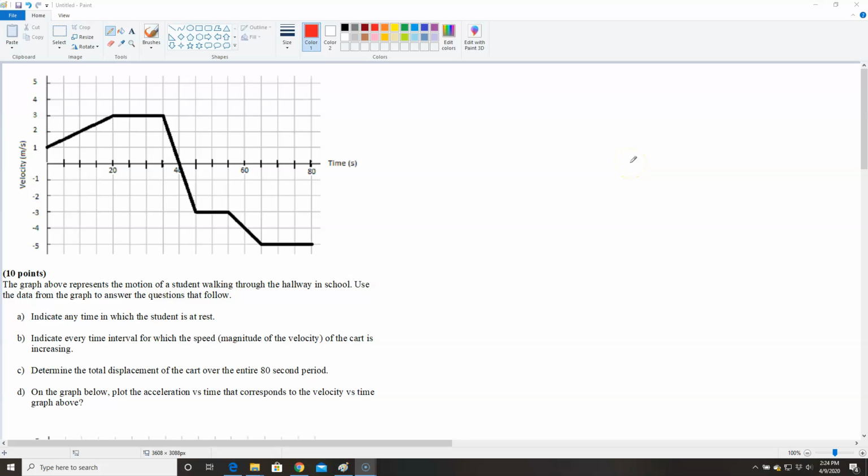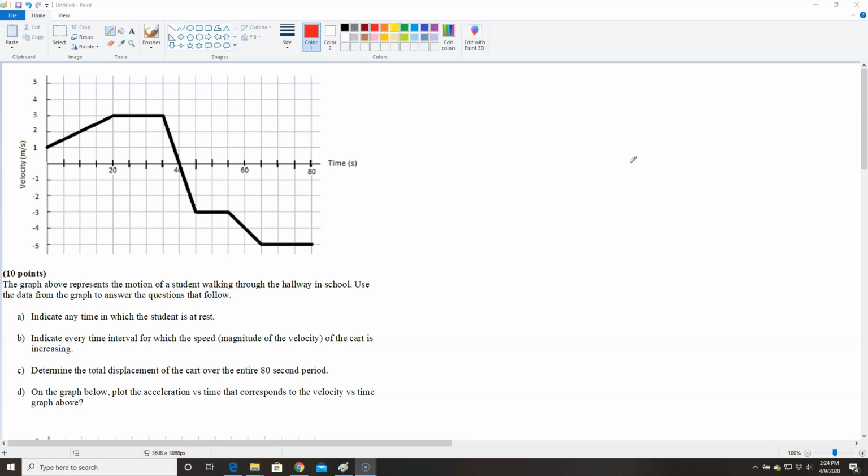Let's take a look at a velocity versus time graph. So in the graph above, it represents the velocity of an object over the course of 80 seconds. This is going to be very different than the position versus time graph, so all the rules you had from there, just throw them out of your head. They don't apply to this one.